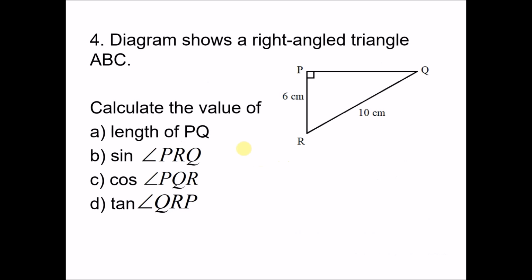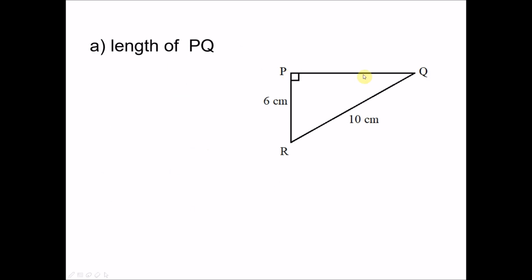Question number 4. The diagram shows a right angle triangle. Again, it's similar. Now we have this triangle PQR, a right angle triangle, and the length of one side is not given. So the first thing, we need to find the length of PQ, then we find the trigonometric ratios for the angles. Since it's a right angle triangle, we use Pythagoras theorem, but the hypotenuse is given, so QR squared equals PQ squared plus PR squared. Then we fill in the values. QR is 10, PQ we don't know, and PR is 6.